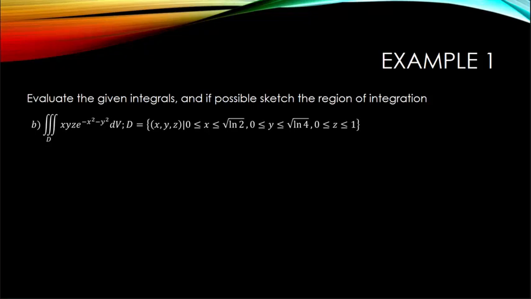In my second integral, I want the triple integral over the region D of x y z e to the negative x squared minus y squared power dV, where my region is given by D equals the set of all points x, y, z such that 0 is less than or equal to x, which is less than or equal to the square root of the natural log of 2, 0 is less than or equal to y, which is less than or equal to the square root of the natural log of 4, and 0 is less than or equal to z, which is less than or equal to 1.